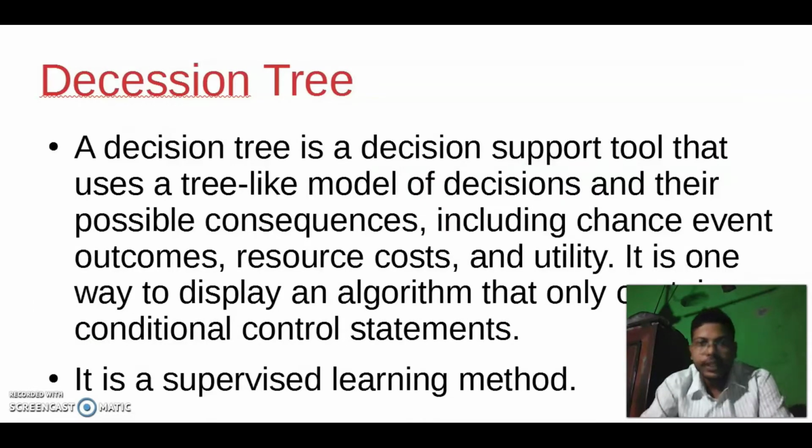If you see the definition of decision tree as per Wikipedia, a decision tree is a decision support tool that uses a tree-like model of decisions and their possible consequences, including chance event outcomes, resource costs, and utility. It is one way to display an algorithm that only contains conditional control statements. It is a supervised learning method.